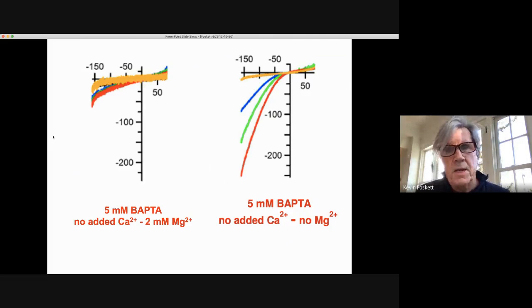whether this might play a role in the inhibition of the currents that we saw when we had 5 millimolar BAPTA, no calcium, but we had magnesium. You can see as soon as we take the magnesium out, then there's no inhibition of the channel, suggesting that maybe this site is playing a role.